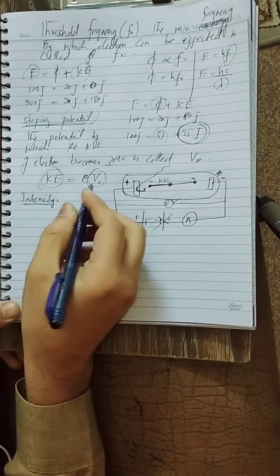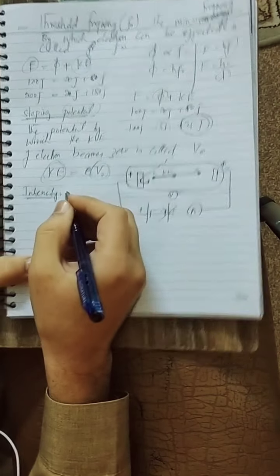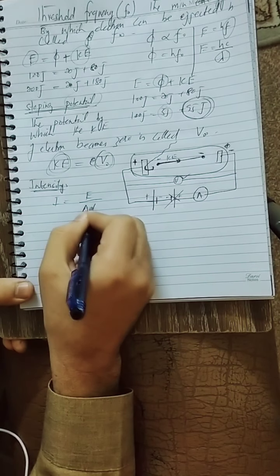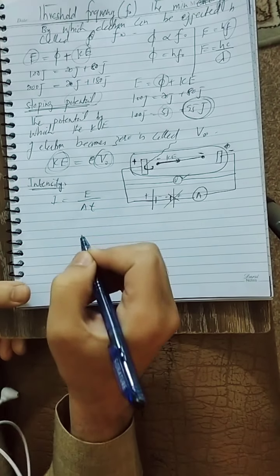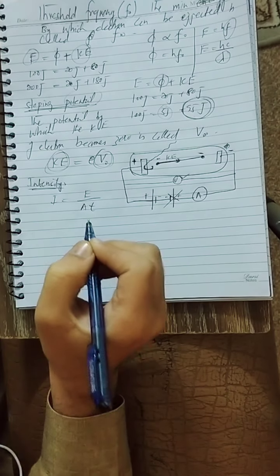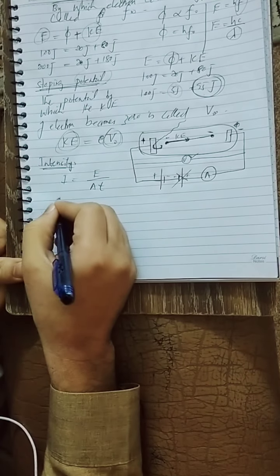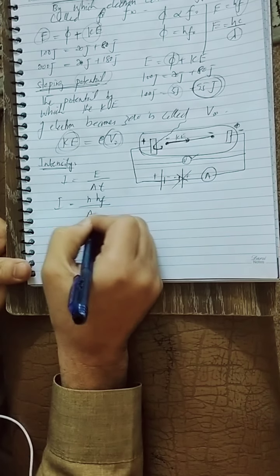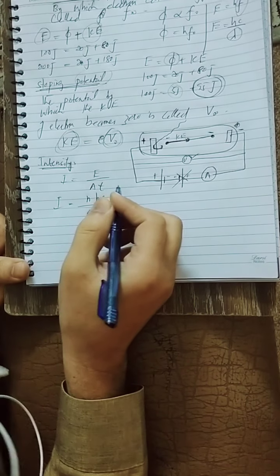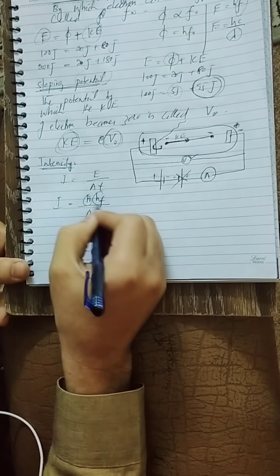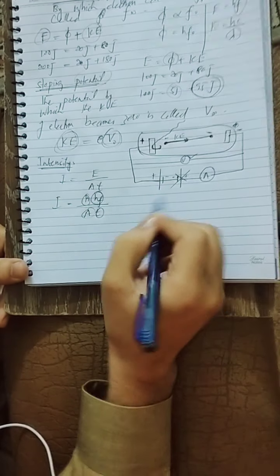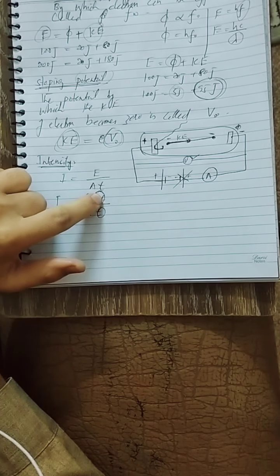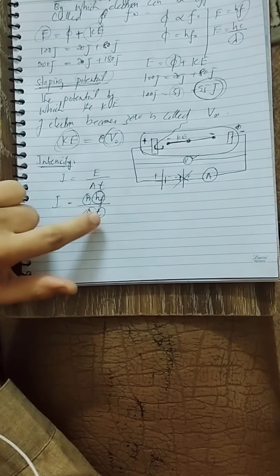Intensity of light. Intensity means the energy transmitted per unit area per unit time. Okay, this is the definition of intensity of light. Now, according to Planck, energy is defined as nhf. So the definition of intensity will be the number of photons per unit area per unit time.